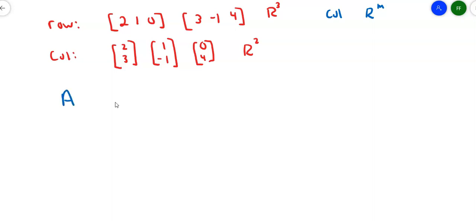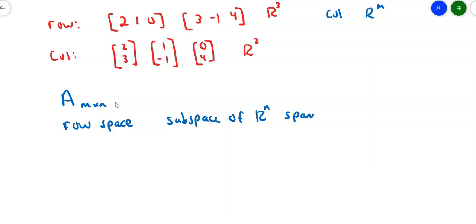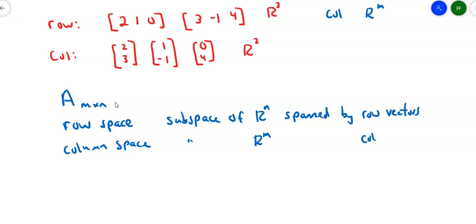So if you've got a matrix A that's an m by n matrix, the row space is actually a subspace of Rn. And that's the subspace that's spanned by the row vectors. And it works the other way if you want to talk about the column space. The column space of that same matrix A is a subspace of Rm that's spanned by the column vectors.